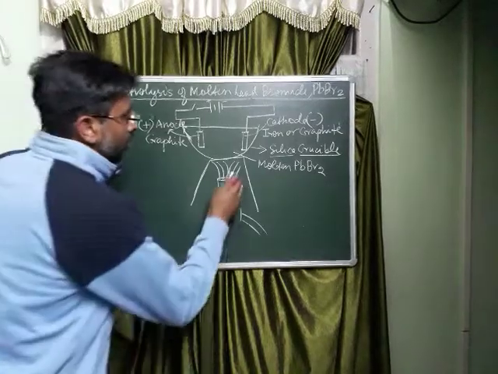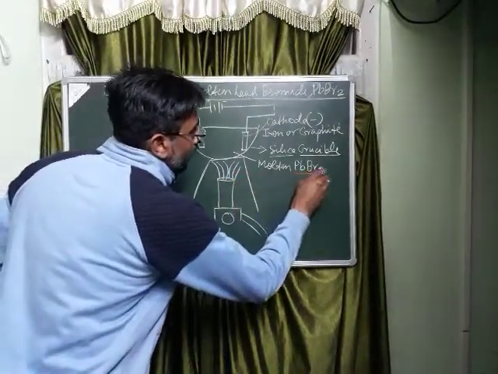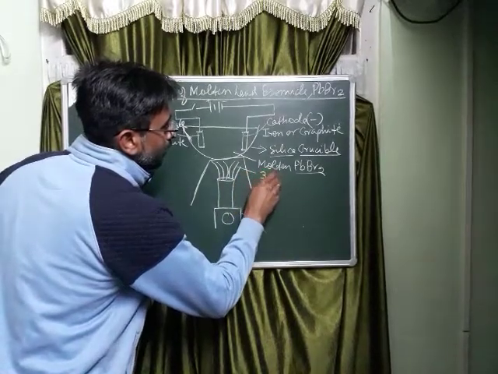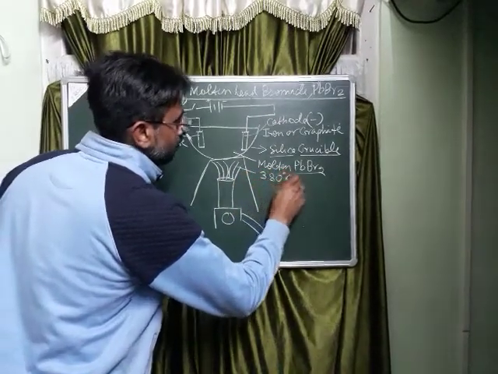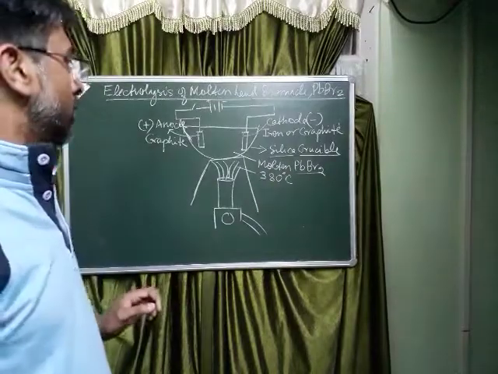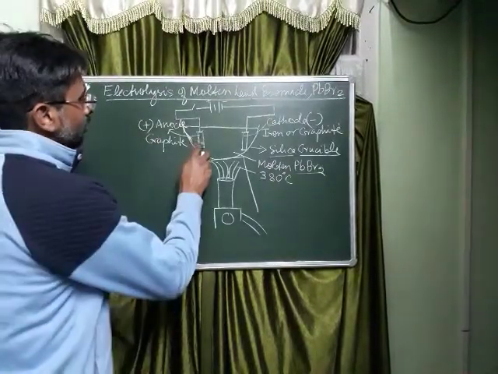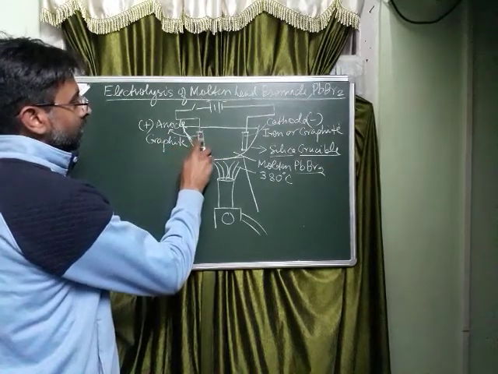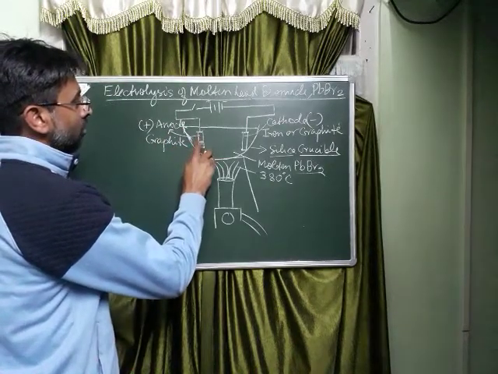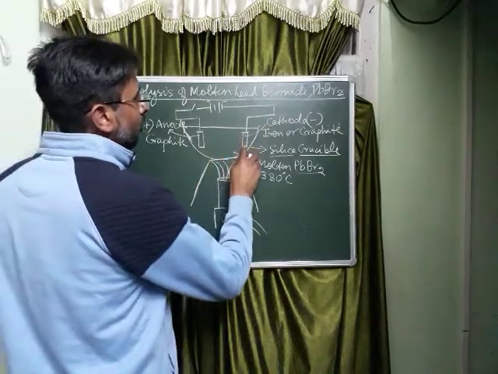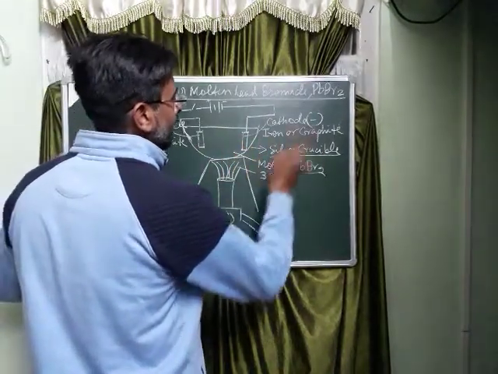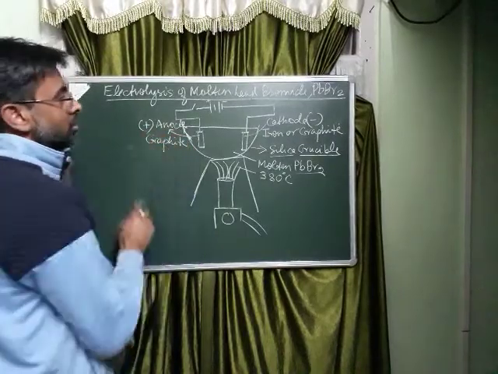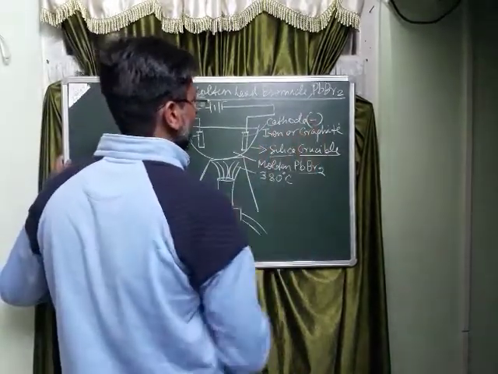The temperature to keep this lead bromide in the molten state is approximately 380 degrees Celsius. The anode is made of graphite. This is the anode. The cathode is made of iron or graphite. The anode carries positive charge. The cathode carries negative charge.